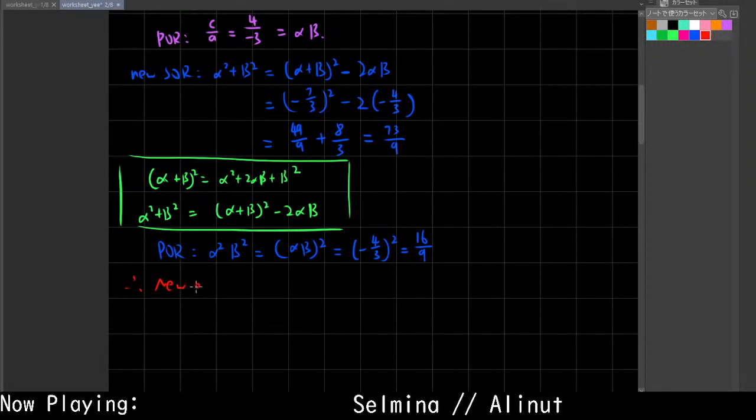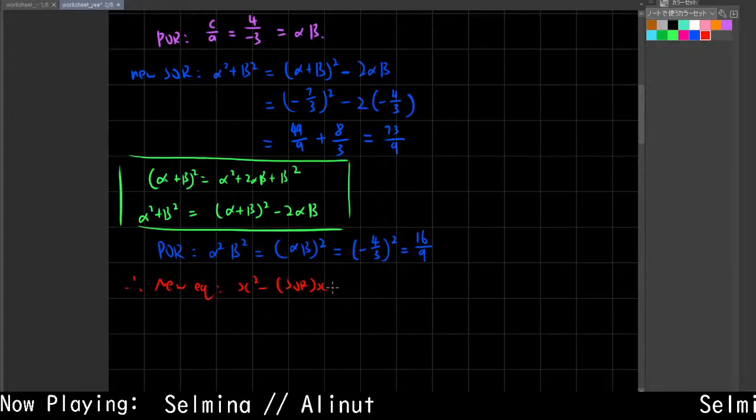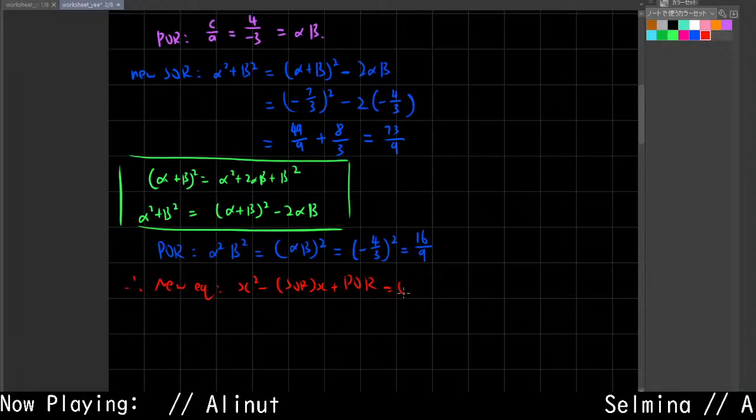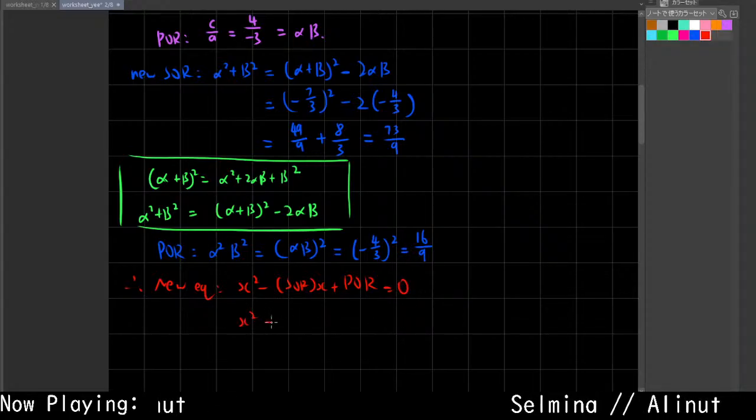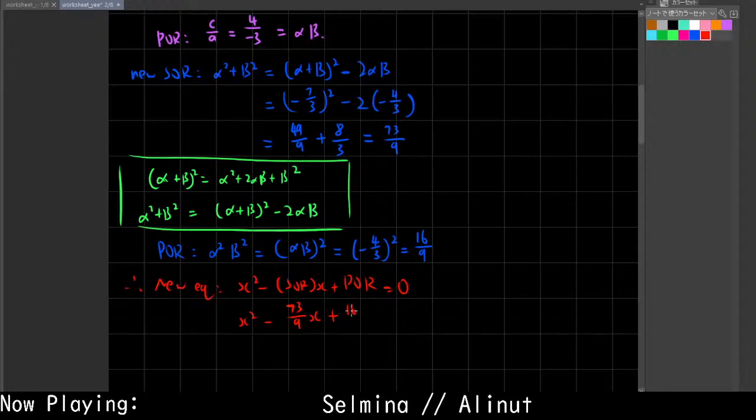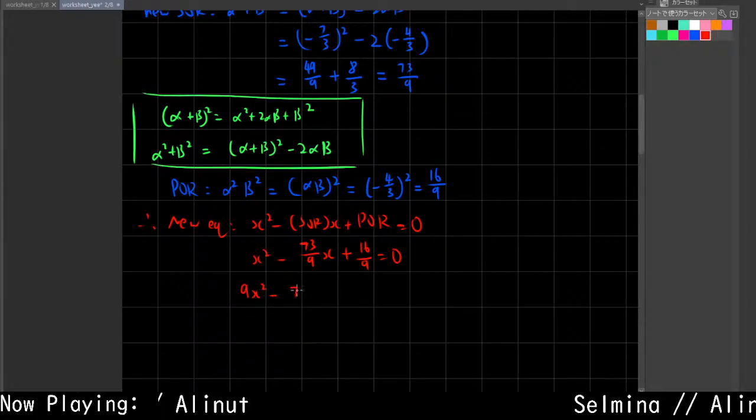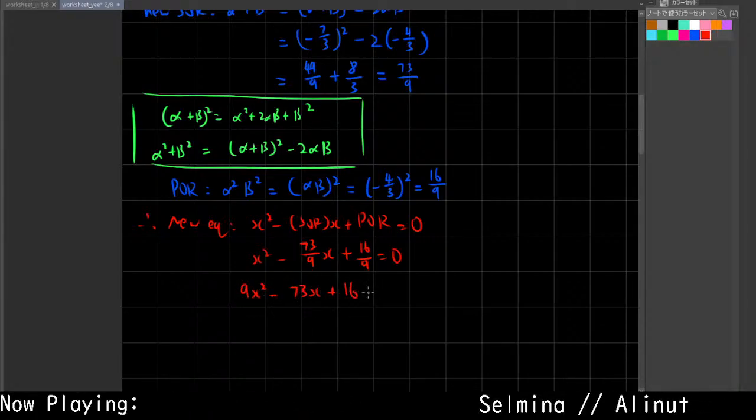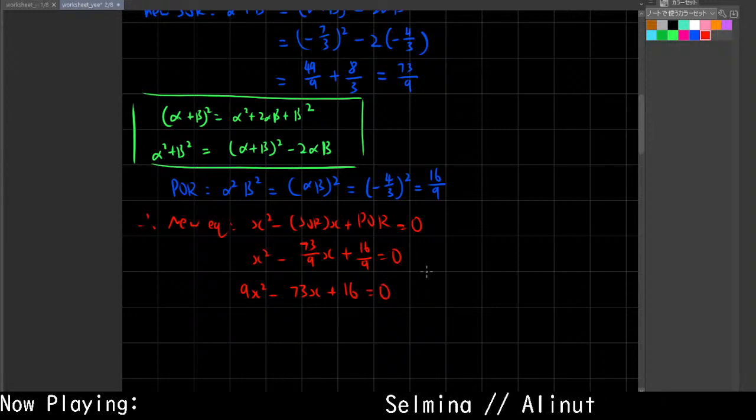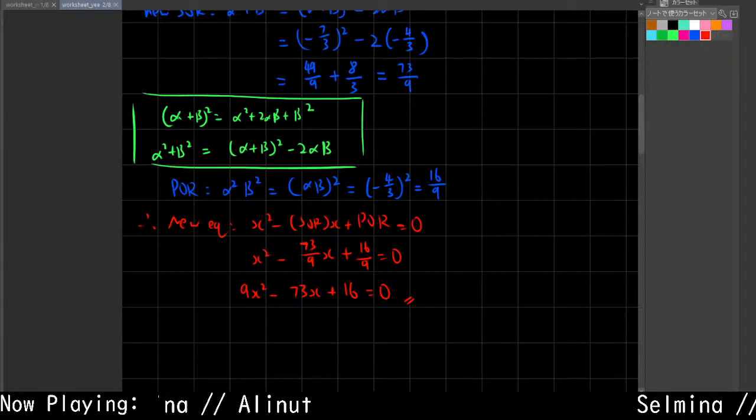Therefore, your new equation can be written as x squared minus SOR x plus POR equals 0. Then you will get x squared minus 73/9 x plus 16/9 equals 0. And you multiply everything by 9. So I will get 9x squared minus 73x plus 16 equals 0. Okay, first question done.